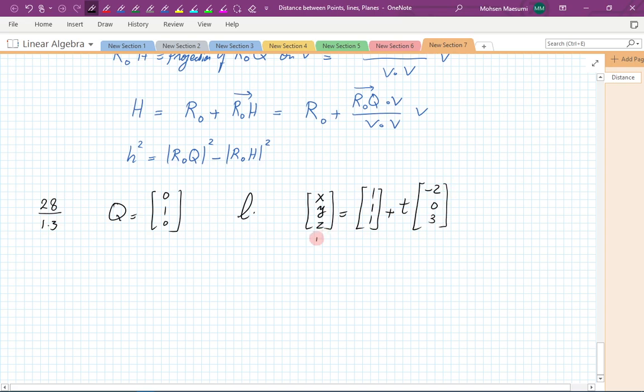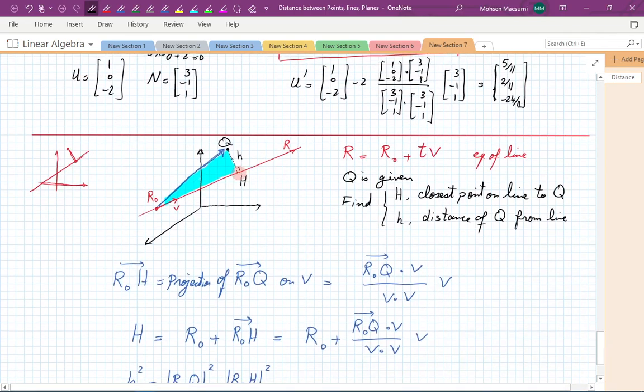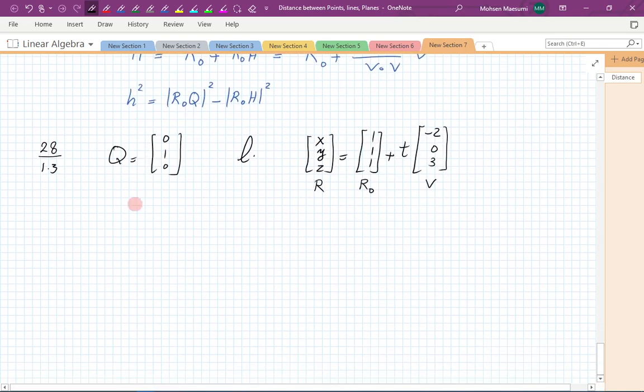So who is this? This is our R0, and this is our direction vector V. So item number 1, how do we find this location H? I need to find the R0Q, and when I put it here I get my H. So R0Q. How do we find vectors whose beginning and end are given?